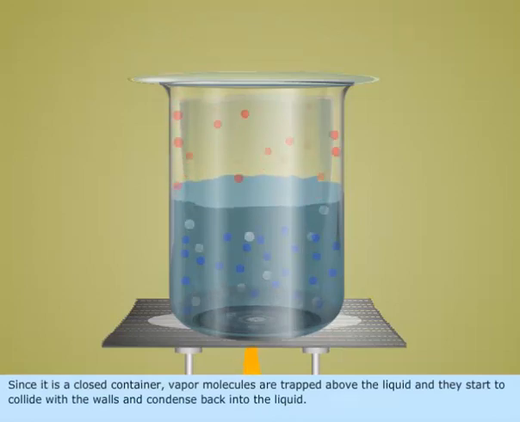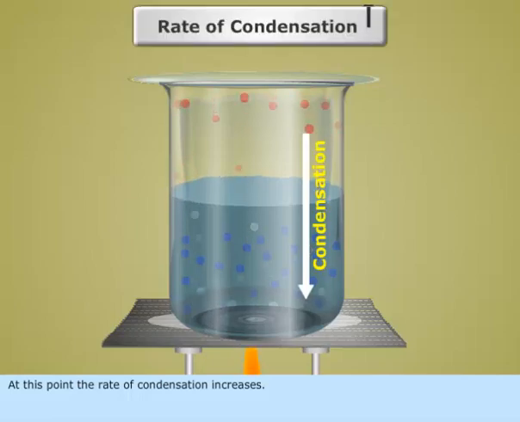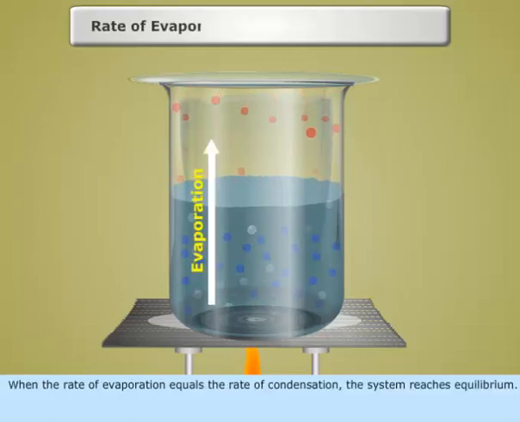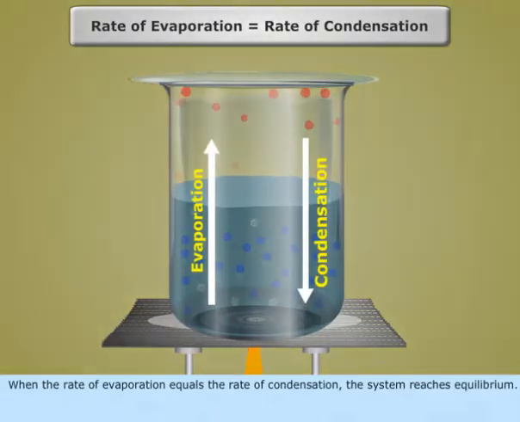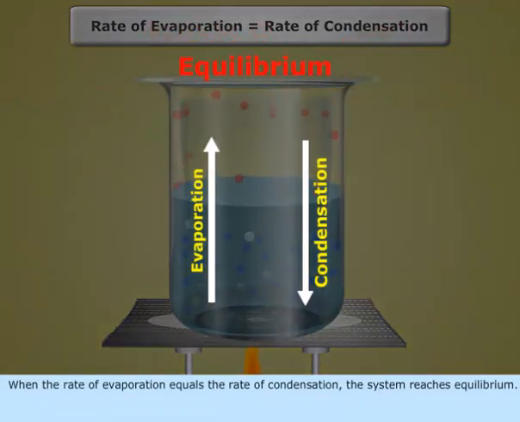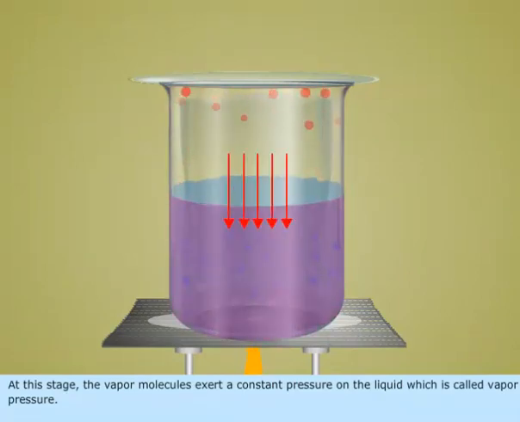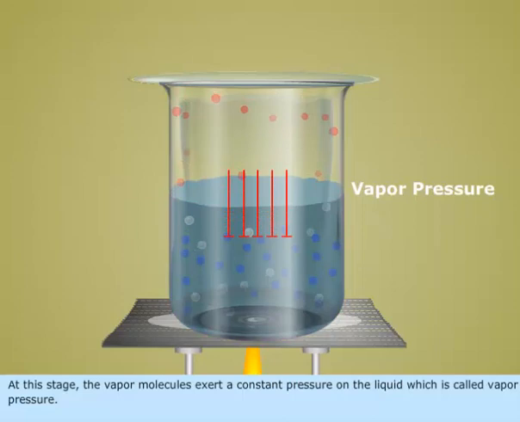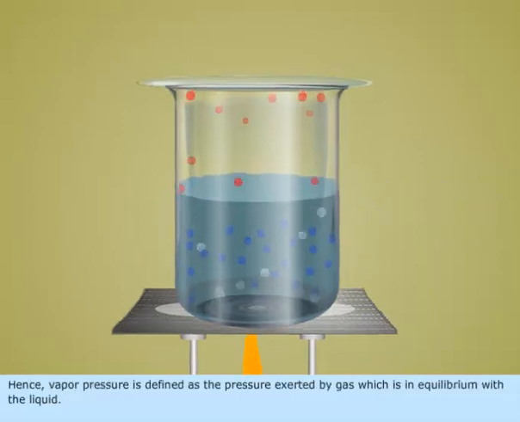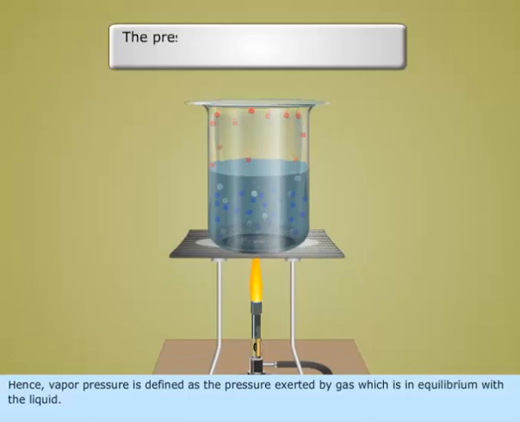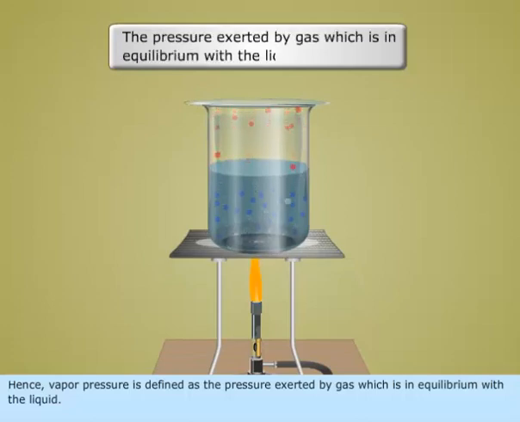Since it is a closed container, vapor molecules are trapped above the liquid, and they start to collide with the walls and condense back into the liquid. At this point, the rate of condensation increases. When the rate of evaporation equals the rate of condensation, the system reaches equilibrium. At this stage, the vapor molecules exert a constant pressure on the liquid, which is called vapor pressure. Hence, vapor pressure is defined as the pressure exerted by gas which is in equilibrium with the liquid.